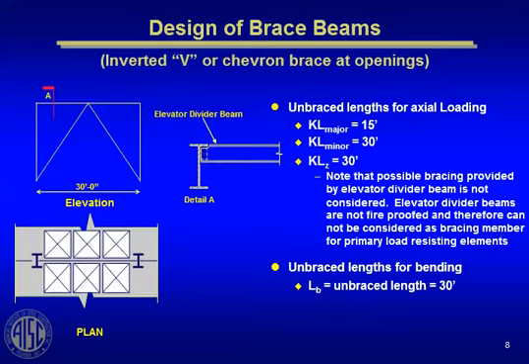If you have a chevron brace in an elevator shaft, I've seen some engineers assume that the elevator divider beam is going to provide bracing. And physically that might be reasonable, but from a code standpoint, the elevator divider beam is not fireproofed, and therefore one could argue that it probably shouldn't be counted upon as being a bracing element. So you need to factor that into your design thinking as to how you're going to design that brace beam for that case.